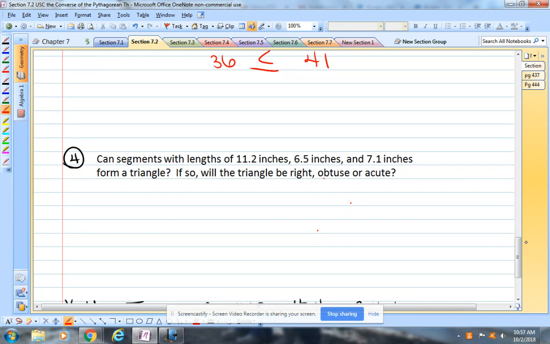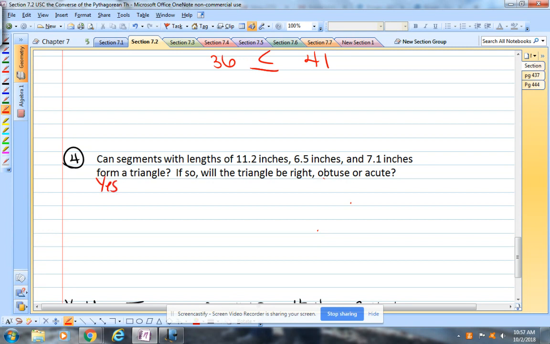All right. Can the segments with lengths 11.2 inches, 6.5 inches, and 7.1 inches form a triangle? And then if so, will the triangle be right, obtuse, or acute? So can it even make a triangle? Yeah. What's my two shortest sides? 6.5 and 7.1. If I add these, is it greater than 11.2? Yeah, because I already know 6 and 7 makes 13, and that's greater than 11. Correct? All right. So, yes, it makes a triangle.